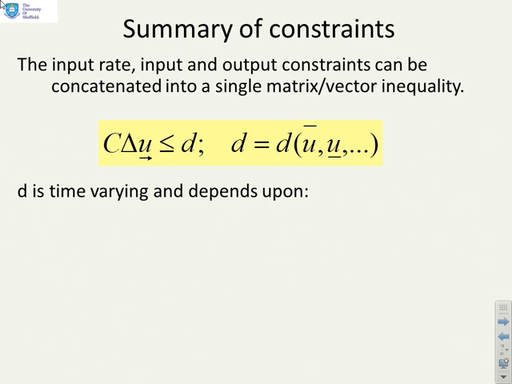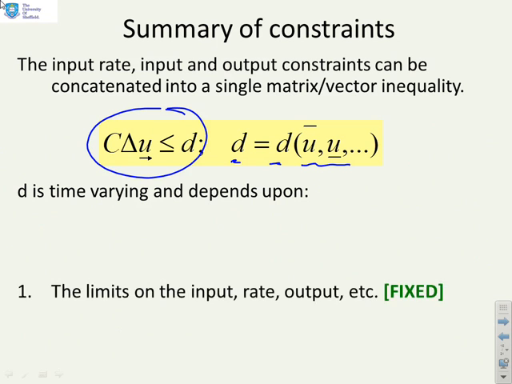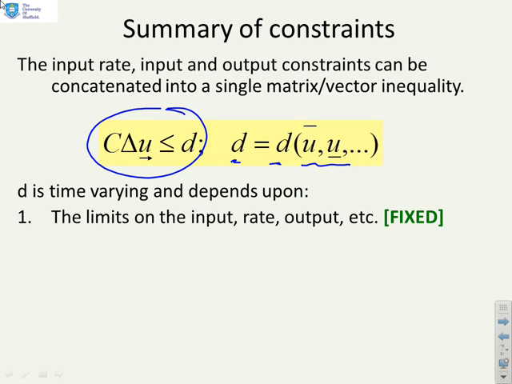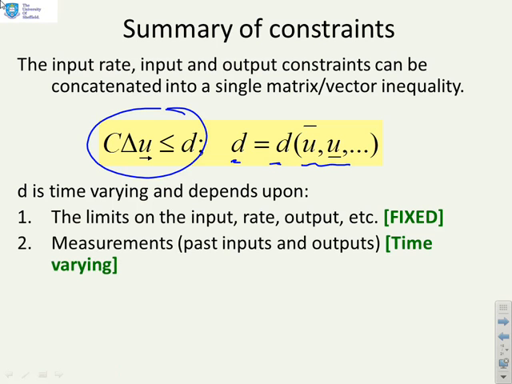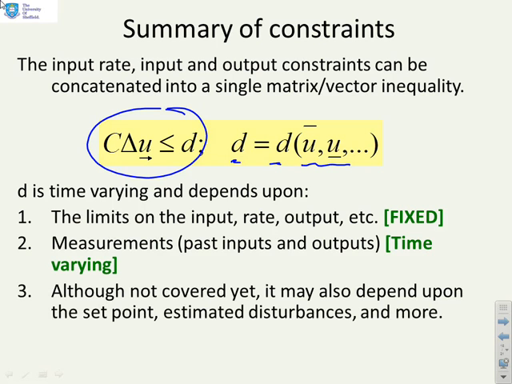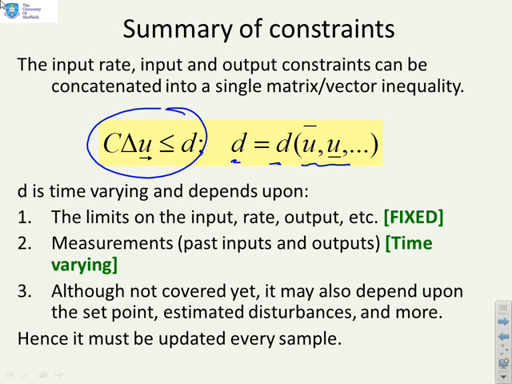So there's a summary. The input and output constraints can be concatenated into a single matrix vector inequality of this particular form, and in particular this D depends on all the limits and it depends on past data. So it depends on the limits on the input rate and the output, which are fixed. It depends on past measurements, past inputs and outputs, which vary with time, and also, and we'll cover this later, it may also depend on the set point, disturbances and so on. And hence the key thing is this D is actually a function of the sample instant and must be updated every sample.